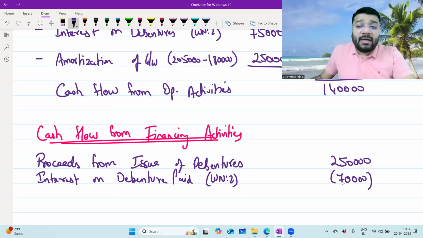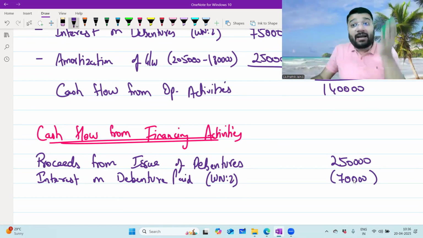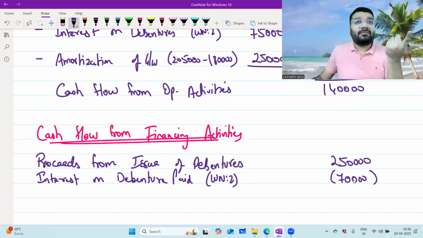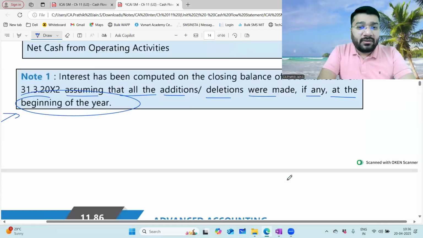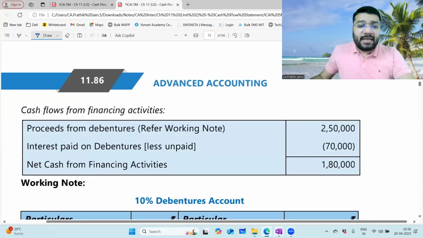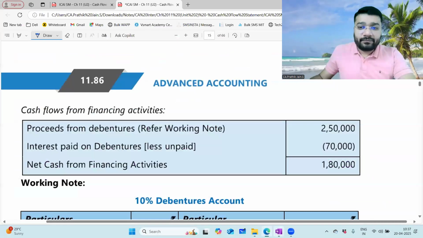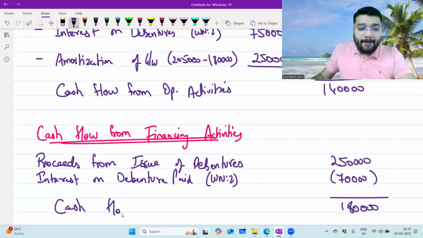Out of excitement or something, what will you do? You'll forget to put the bracket on 70,000, and while totaling, you will add instead of subtracting. Conceptually also, while writing, you know that you have to subtract. But because of not putting the bracket, what did you end up doing? Adding it. This is the biggest blunder that anyone can make. Is there any other item in the financing activities? No. So 1,80,000 is net cash from financing activity, or cash flow from financing activity.